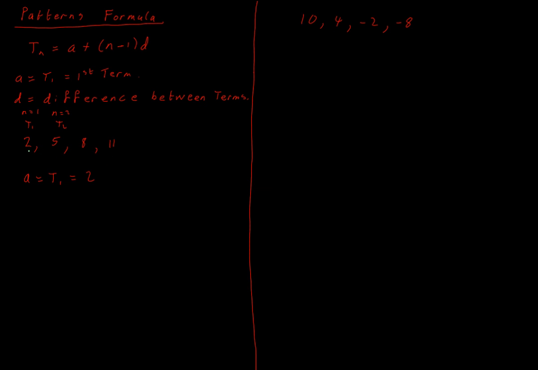So if we take this example here, what are we doing to get between our numbers? We are adding 3 each time. So our difference, D, would be 3. D for difference is 3 because we're adding 3 each time. And A is our first term. That's the first number in our list. Now, those are the different parts of the formula we're going to use.